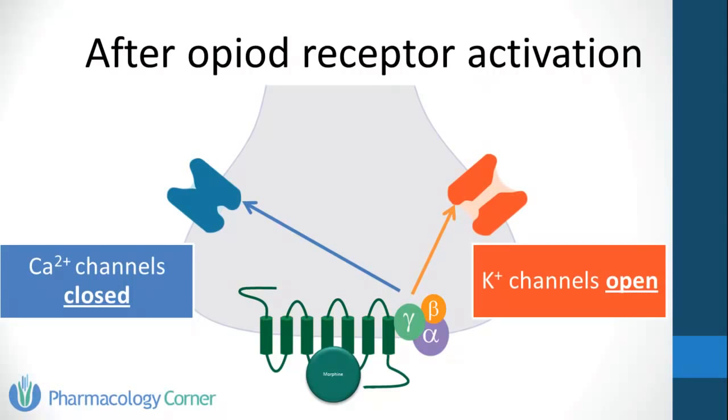And the second change is that potassium channels are now open. This allows the exit of potassium ions from the intracellular space to the extracellular space. The closing of calcium channels and the opening of potassium channels has effects on neurotransmitter release, as we will see in the next slide.